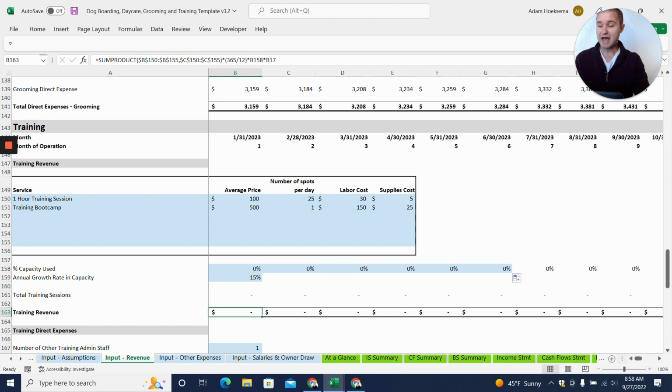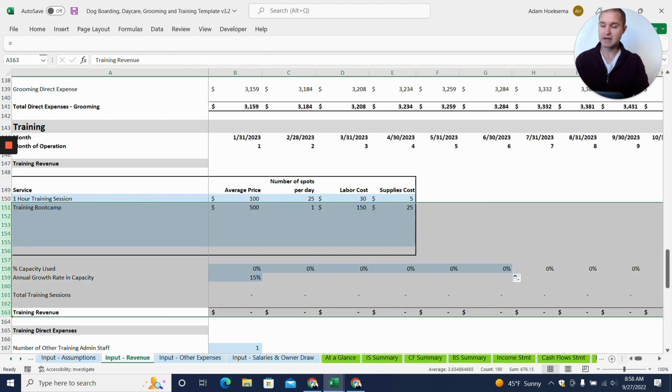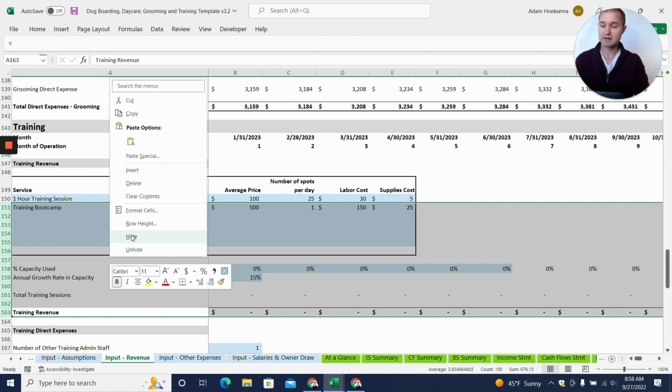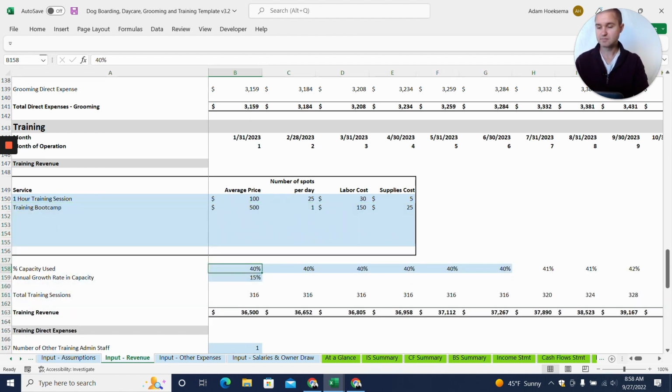And then if you just want to hide sections, the way to hide in Excel, you just highlight a section that you want to hide. So I want to hide all these rows. I'm going to right click and then click hide. So you'll want to zero out and hide sections that you don't need.